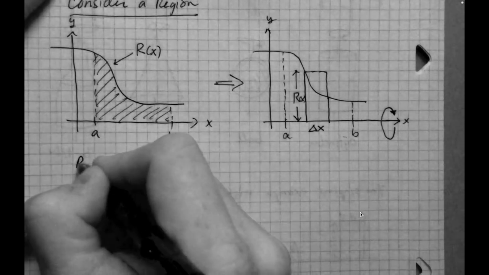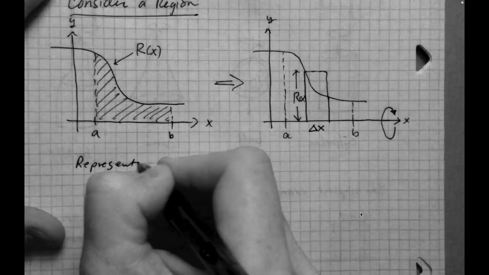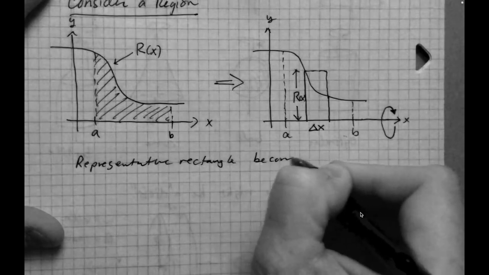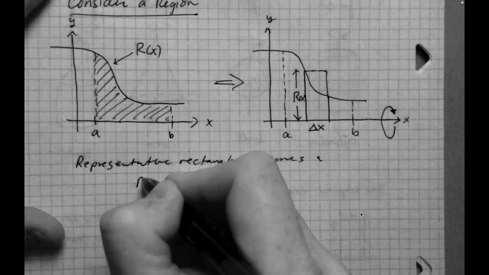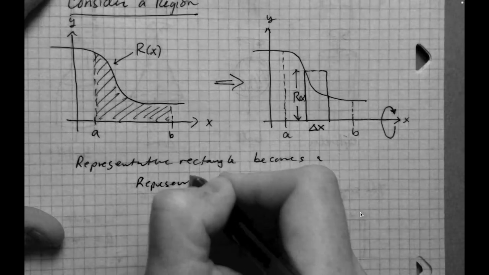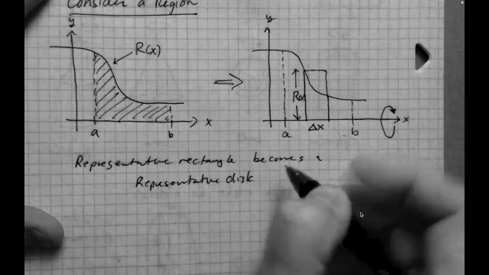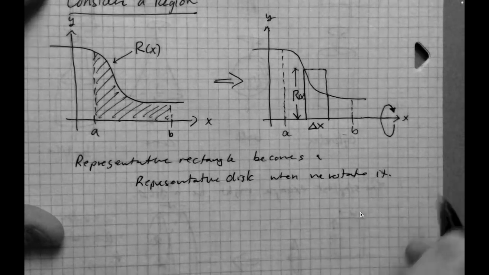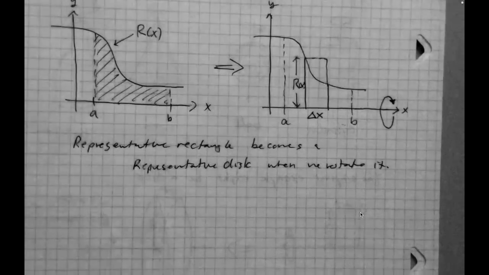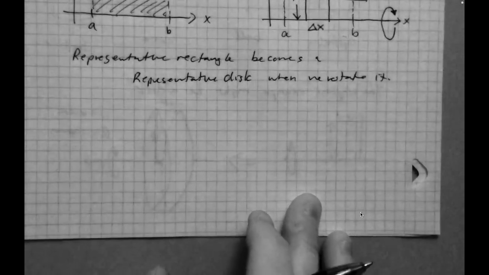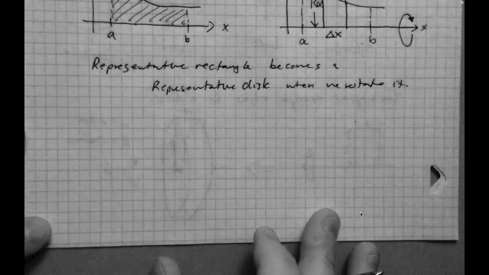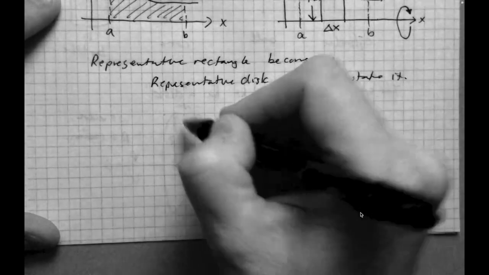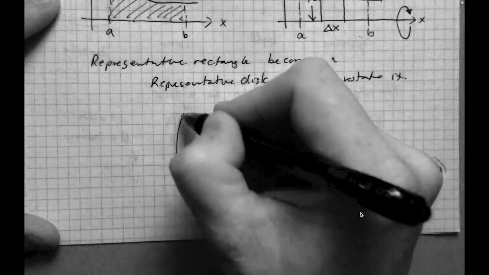And so this representative rectangle becomes a representative disk when we rotate it. Okay, so that's what's going to end up happening there, right? So let me try to draw a picture. Unfortunately, some of this lecture is going to depend upon my artistic ability. So I'm going to do my best here, but hopefully you can visualize these things without the most perfect picture.